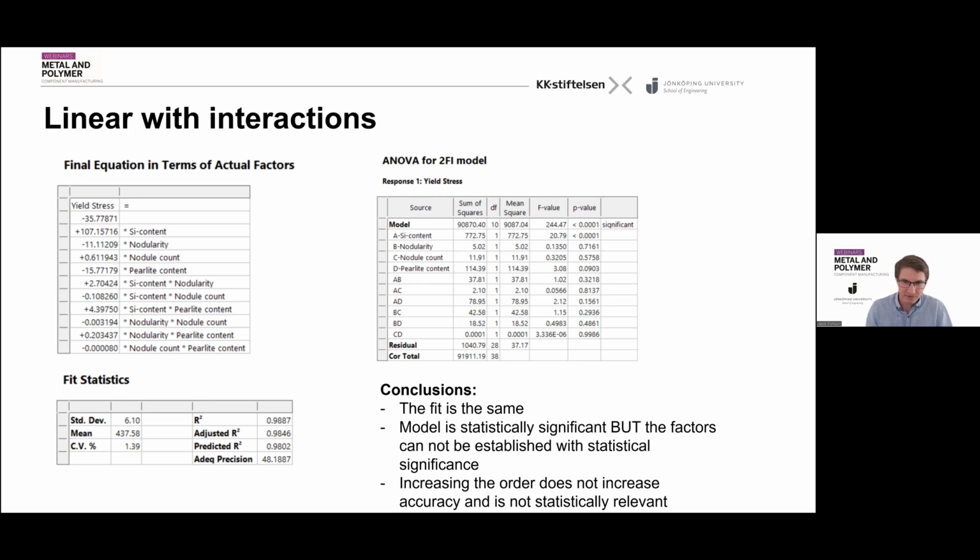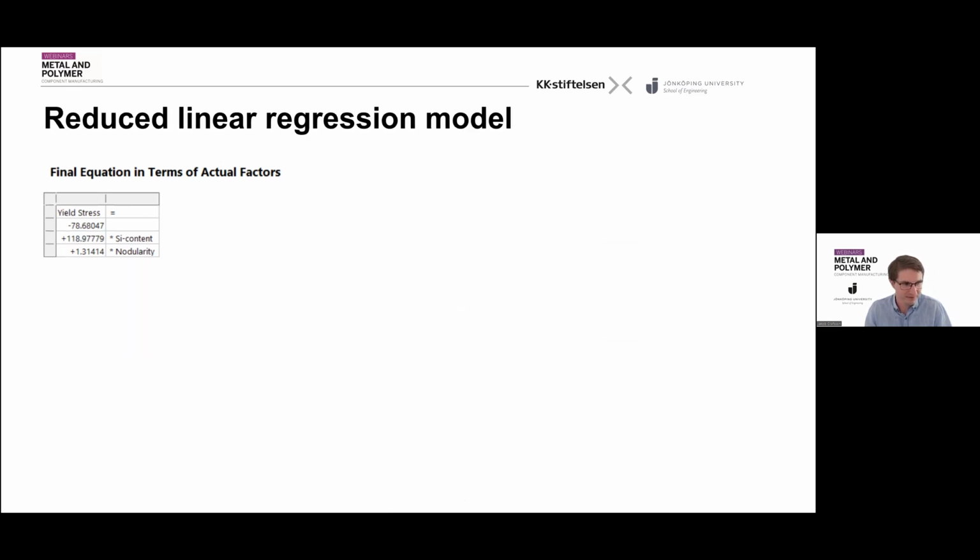So instead of increasing the number of factors, we should really try to decrease the number of factors. So what we make is a reduced linear regression model. So we exclude some of these factors. We could see that silicon content and nodularity were the two most important factors. So if we instead make a model with just these two factors, well, then we get a model that looks like this.